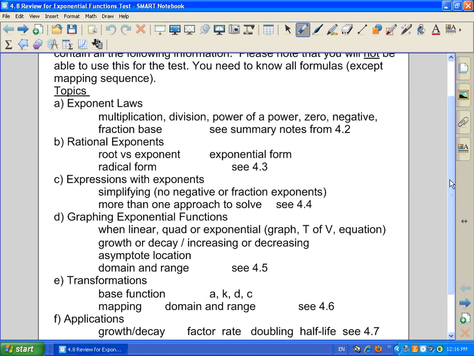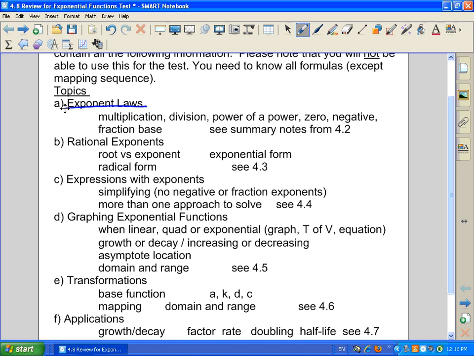So first of all, we have the exponent laws. Remember back from grade 9 and 10, when you're multiplying exponents of the same base, you add them. When you're dividing exponents of the same base, you subtract them. When you have a power of a power, you multiply them. Anything raised to exponent 0 is 1. Be careful of the negative sign out front. That is not included as part of the base.